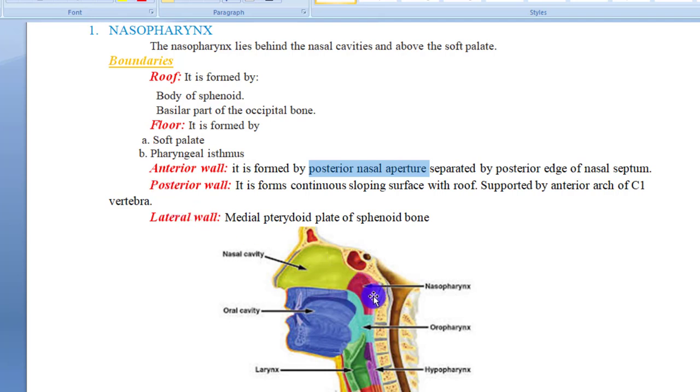And the posterior wall of the nasopharynx is a continuous sloping surface with the roof, supported by the anterior arch of the C1 vertebra. The lateral walls of the nasopharynx are formed by the medial pterygoid plate of the sphenoid bone. So that is the nasopharynx, its definition and its boundaries.